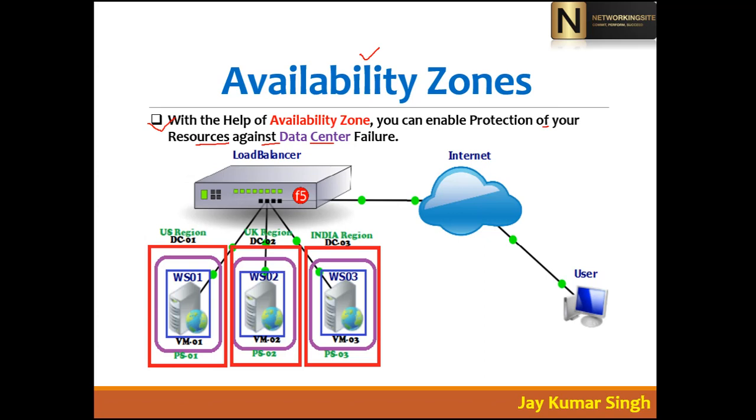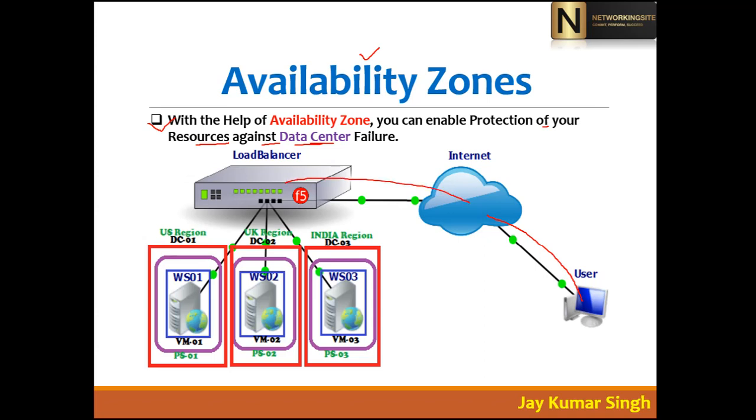If somebody asks you what is availability zone, you can say that availability zone is used to protect your resources against data center failure. Very simple. Now if a user is trying to access your data, the request will come through the internet to the load balancer.